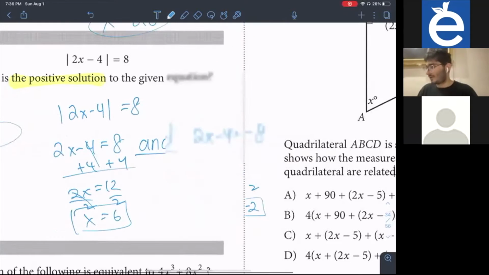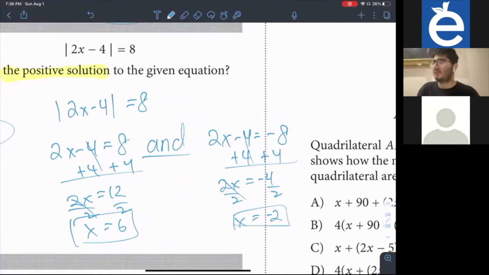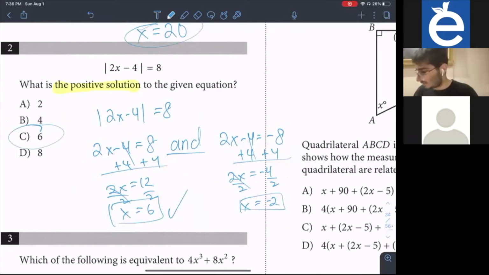So this is another answer that would work. We can plug it in to see. 2 times 6 is 12, minus 4 is 8. The absolute value of 8 is just 8, so that works. And now negative 2. 2 times negative 2 is negative 4. Minus 4 is negative 8, and the absolute value of negative 8 is always a positive value, so it's 8. So this one also works. But since the question is asking for a positive value, our answer is choice C, 6.